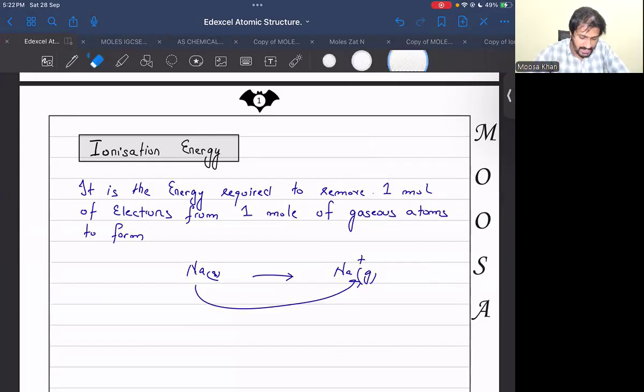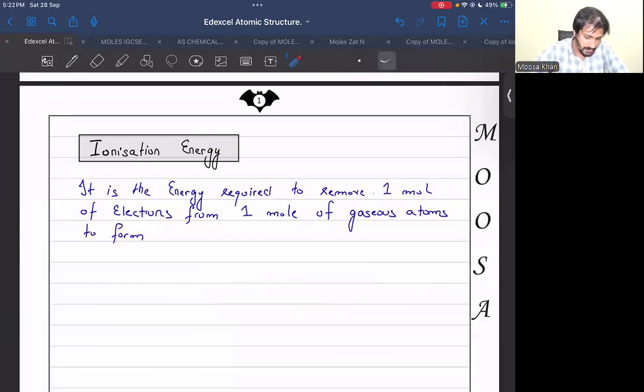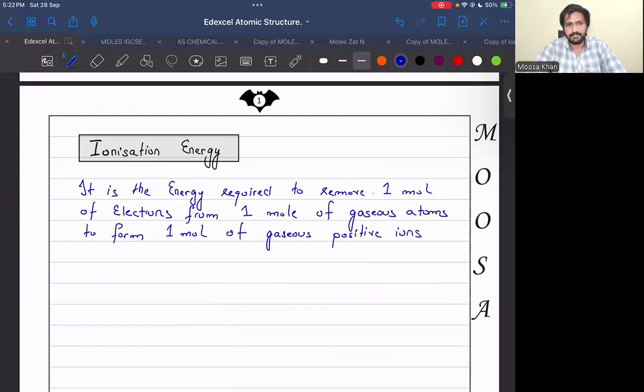So ionization energy is the energy required to remove 1 mole of electrons from 1 mole of gaseous atoms to form 1 mole of gaseous positive ions. Right?